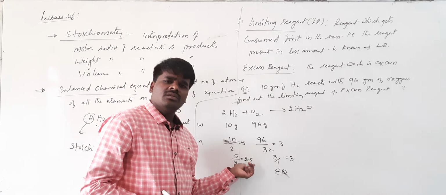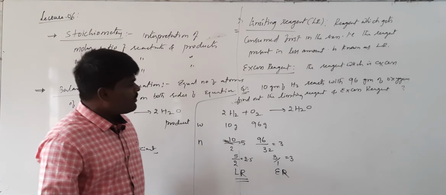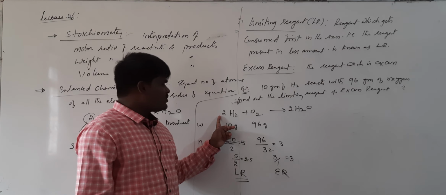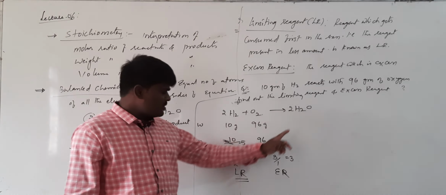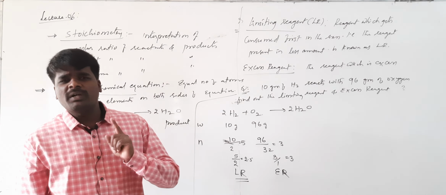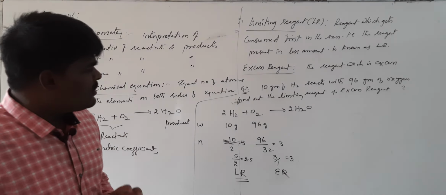2.5 moles only. So because of that reason we call it the limiting reagent. Are you getting? How many moles of water is going to be formed in the reaction? If 2 moles of hydrogen undergo reaction, it gives 2 moles of water. So if 2.5 moles of hydrogen undergo reaction, how many moles of water will be formed? 2.5 moles of water will be formed. This is how you have to identify the limiting reagent from the given question.